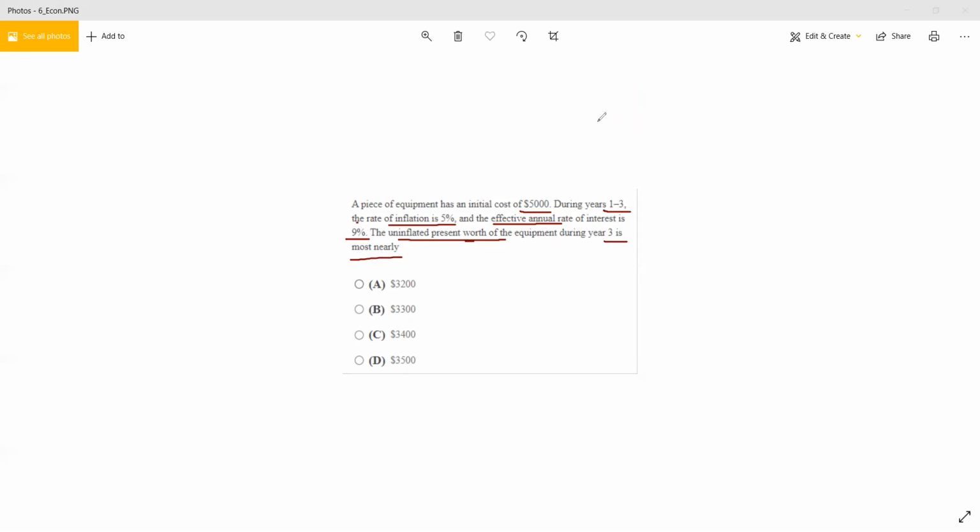So within inflation, we have to first find what is going to be our uninflated equivalent interest rate, I believe. No, in general. Let me quickly look up some inflation to find the equation.